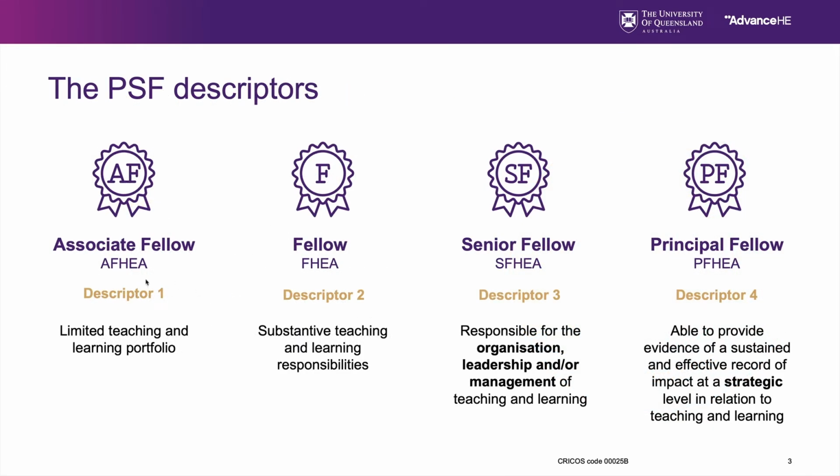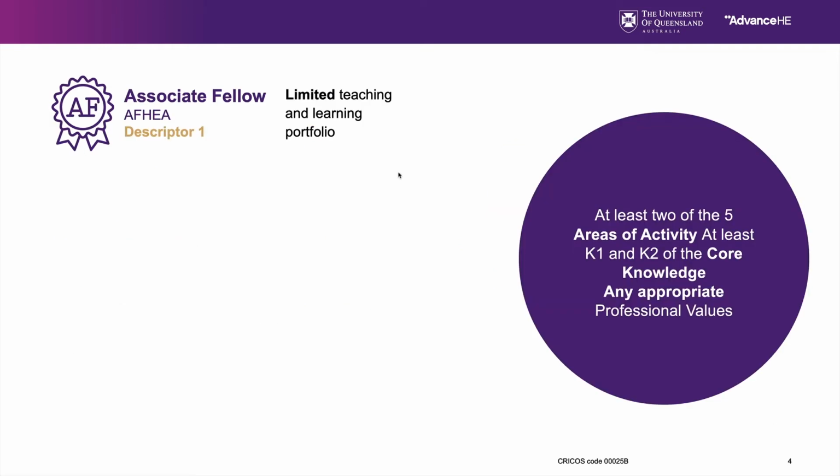Here's the four: Associate Fellow, Fellow, Senior Fellow, and Principal Fellow. A good way to think about this might be Associate Fellows and Fellows lead students. Senior Fellows lead teachers. Principal Fellows lead institutions. The Associate Fellow has a limited set of teaching practices. They're only going to be able to demonstrate an understanding of a smaller aspect of the areas of teaching activity.